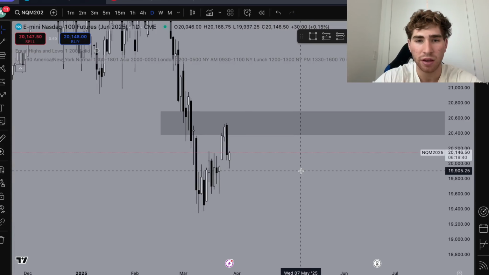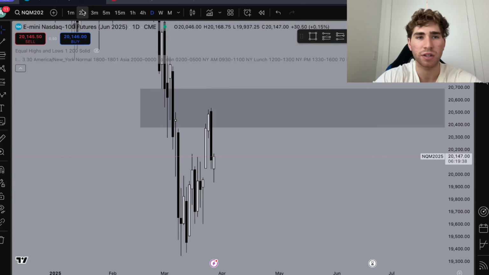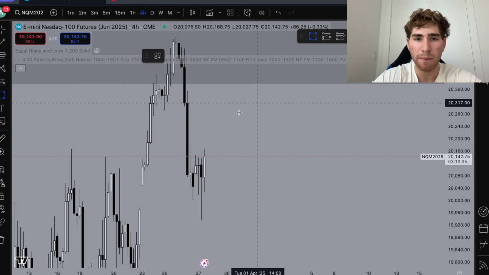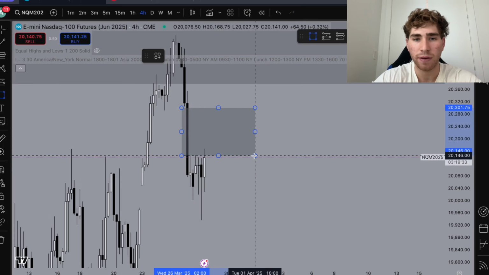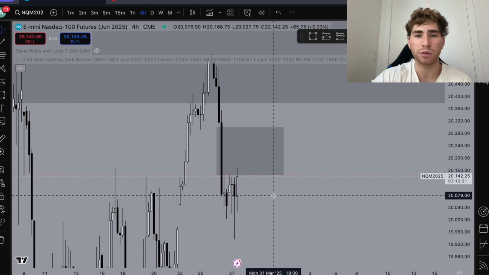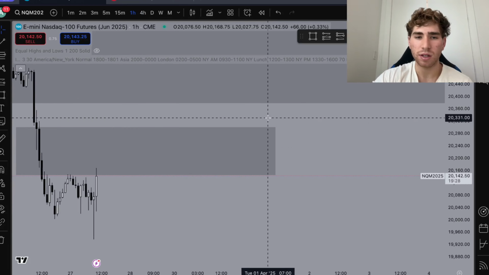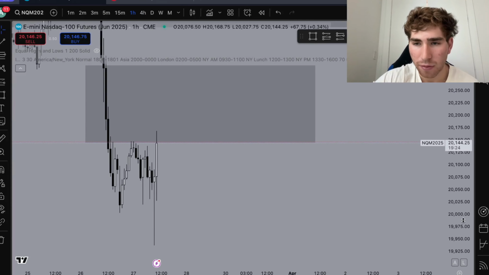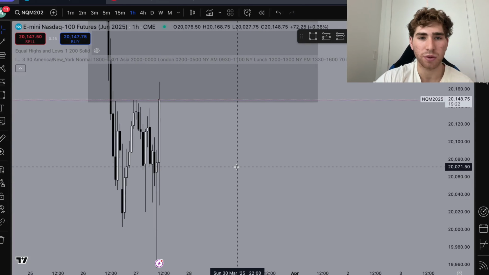What do we see on the daily? Nothing. We have nothing rejecting on the daily. Let's hop down to the 4 hour. What do we see? Right? We have a bearish 4 hour fair value gap. Right? What does price do? Taps into the bearish fair value gap right here. This candle taps into it, right?